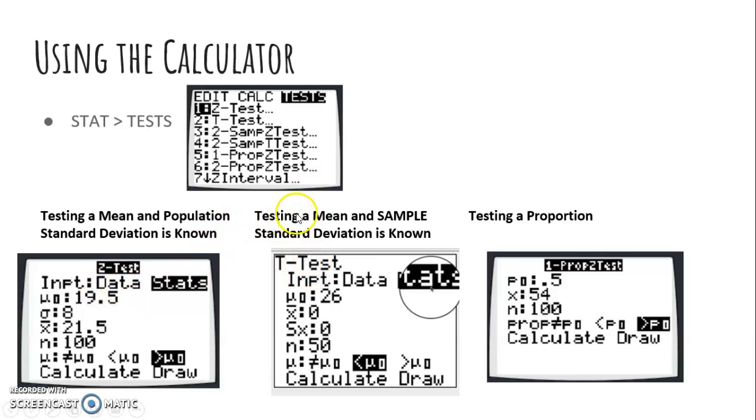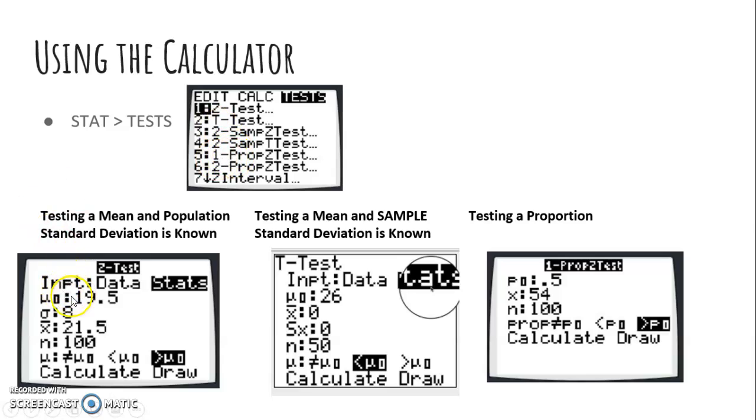We use a t-test if we are testing a mean and we know the sample standard deviation, but we do not know the population standard deviation. And it's the same kind of deal. And we use a one-prop z-test if we're testing a proportion. Now to get there, we go to Stat, arrow right to Test. Z-test is number 1, t-test is number 2, one-prop z-test is number 5.